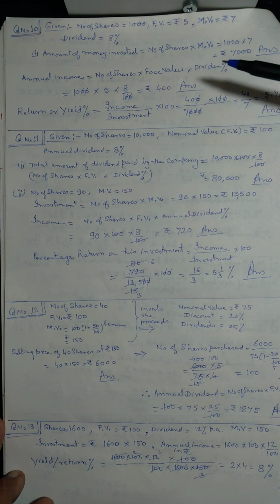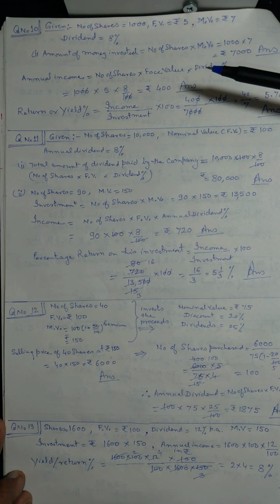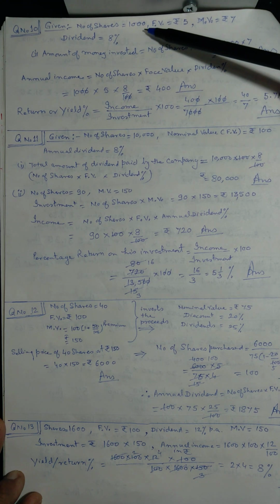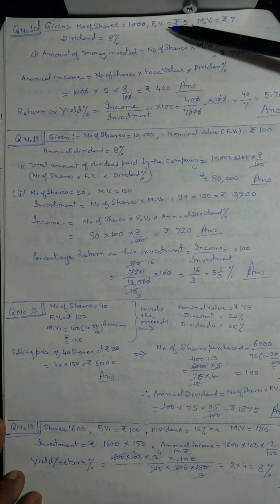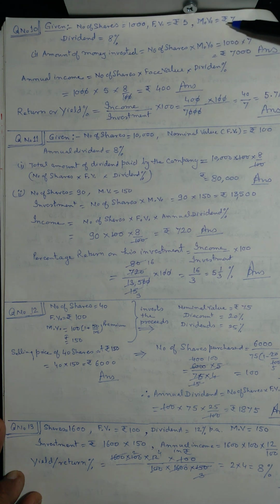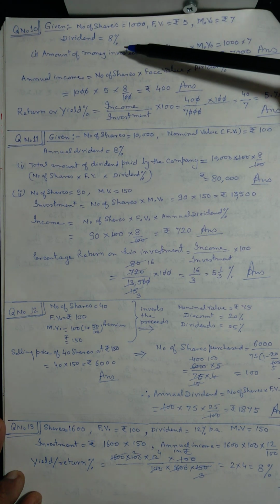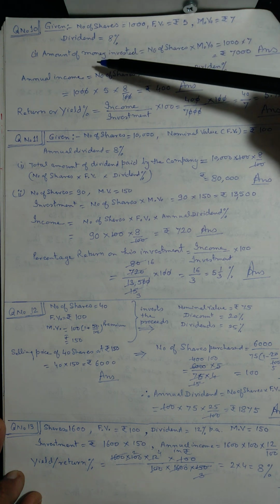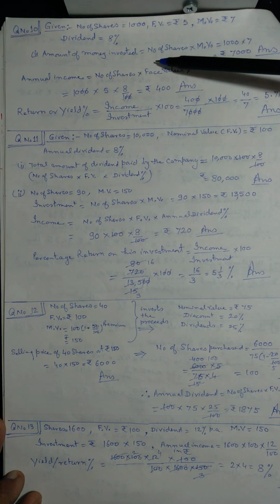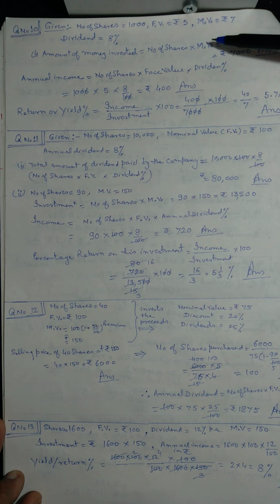Let us do question number 10 of ICSE Class 10th, chapter number 3. In this question, the number of shares is 1000, face value is rupees 5, market value is rupees 7, dividend per annum is 8%. So the amount of money invested will be equal to the number of shares into market value, that will be equal to 1000 into 7, that is equal to 7000.